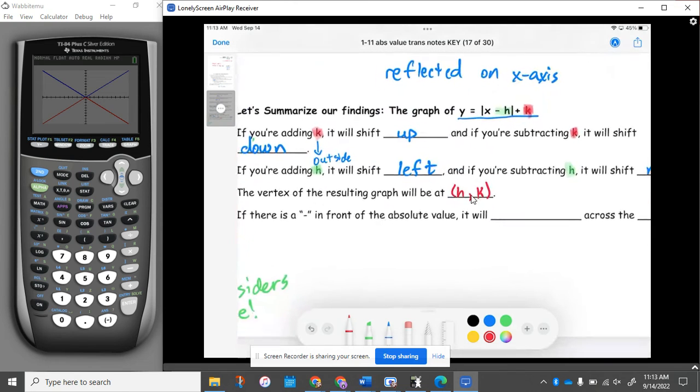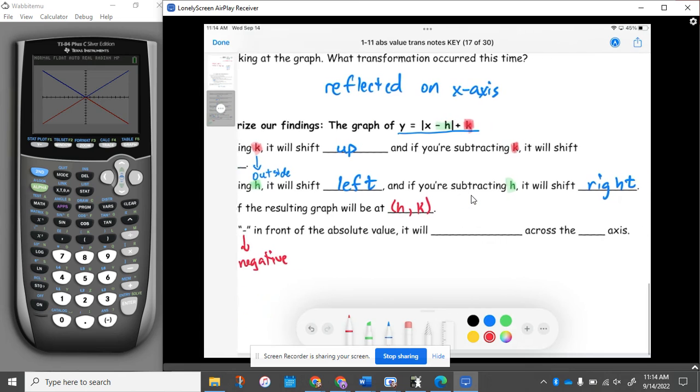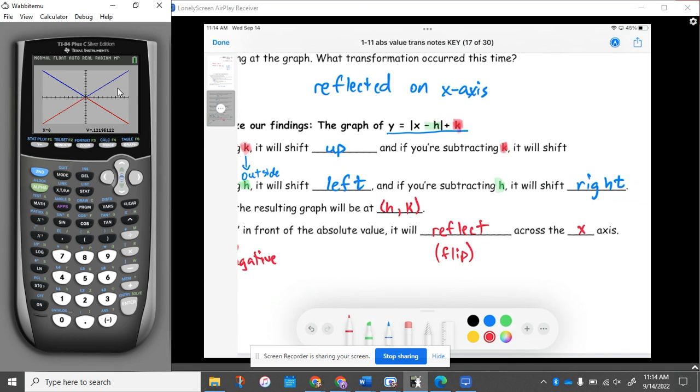And our last one, if there is one of these things, I'm going to draw a little arrow and make sure everybody can tell that is a negative sign. If there is a negative sign in front of the absolute value, the whole thing is going to reflect across the x-axis. And that word reflect, of course, you'll remember from algebra or from geometry. The word reflect means flip. The whole thing is flipped over the x-axis, just like this last example that we did right here.